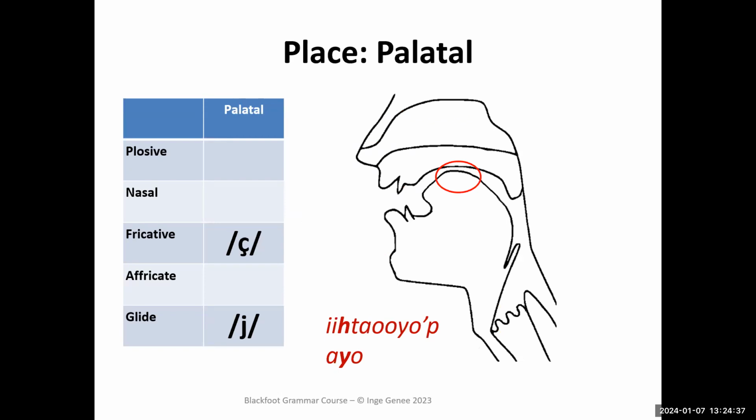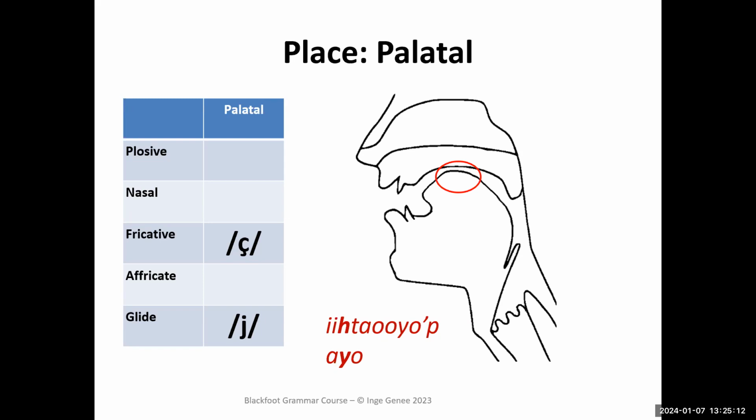Palatal sounds are made by putting the middle part of your tongue against or close to the hard palate at the roof of your mouth. The picture represents the glide y. Be careful, this sound is usually written with the letter Y in English and also in Blackfoot, like in the word yes, but the IPA symbol for it is a J. This sound does not occur at the beginning of a word in Blackfoot, but you can hear it in the word ayo that often begins a Blackfoot prayer.